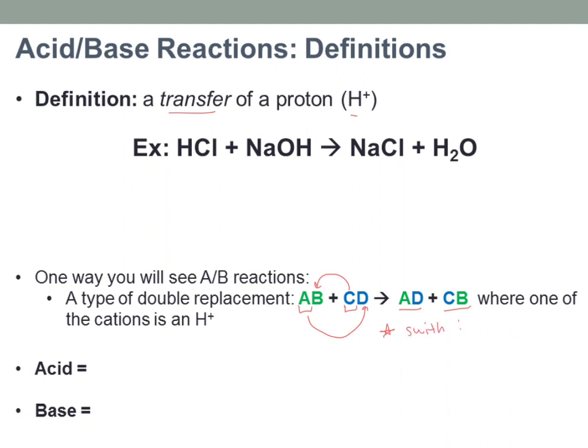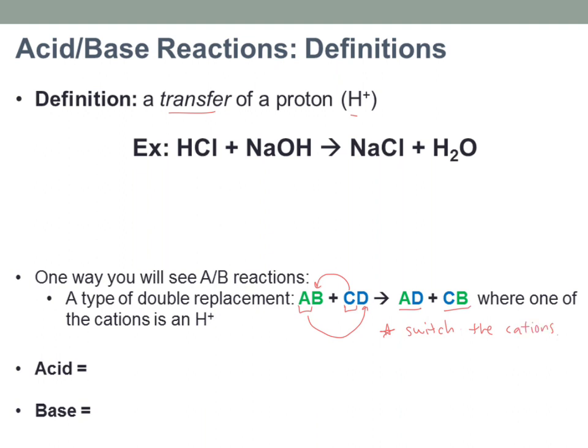And remember that the cations are the things that are first, right? If you're like, wait, which one's the cation? How do I know? Remember that the cations in ionic compounds are always the first thing, anions are always the second thing. So switch the cations, the positive things.